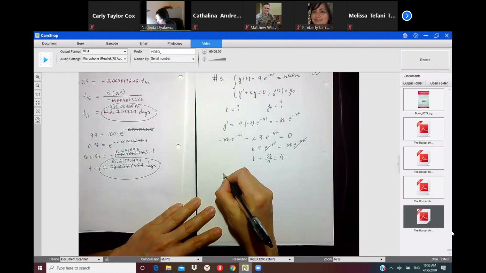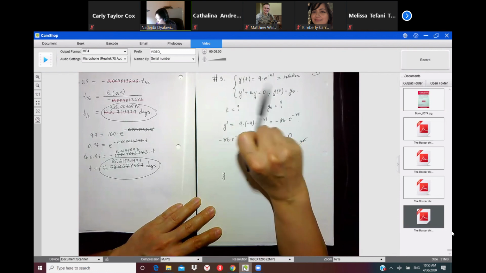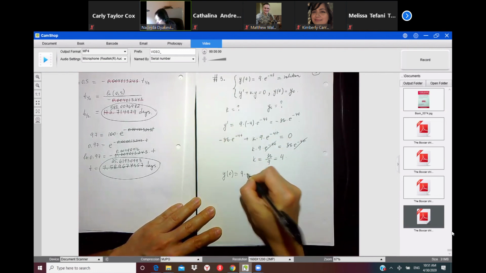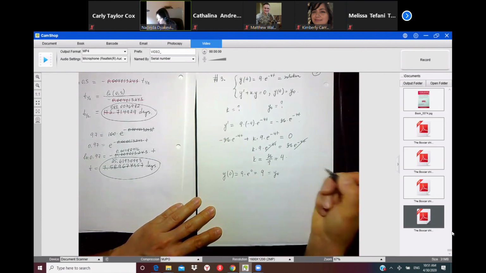And to find y sub 0, I would have to take this function and substitute 0 for t. So I'm getting 9 times e to the 0, which is 9. So this one is our y sub 0.